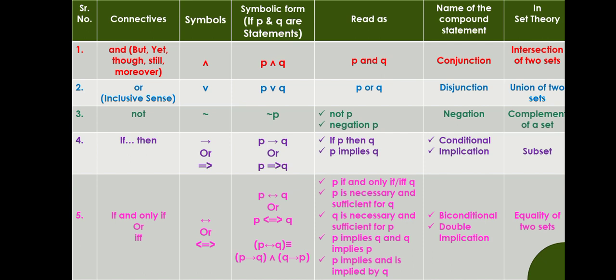The last logical connective is if and only if or IFF. Its symbolic form is P if and only if Q. It is a biconditional statement, also called double implication. Basically, it is the compound statement of P implies Q and Q implies P of two compound statements. It can be read as P if and only if Q, or P is necessary and sufficient for Q, or Q is necessary and sufficient for P, or P implies Q and Q implies P, or P implies and is implied by Q. In set theory, it is the equality of two sets. Learn this table as it'll be helpful as the chapter moves further.